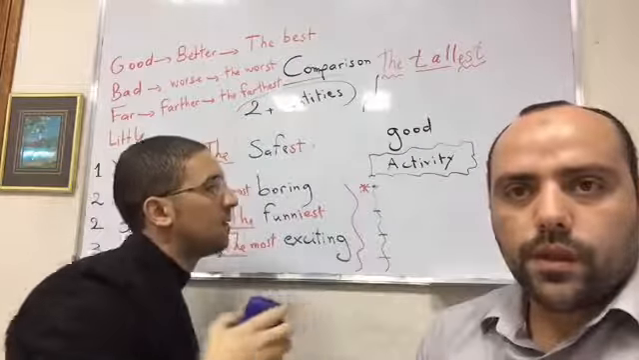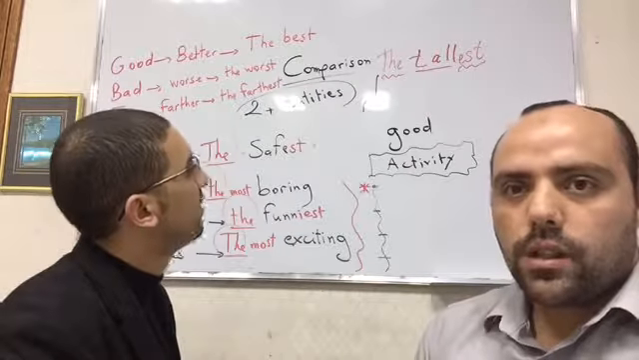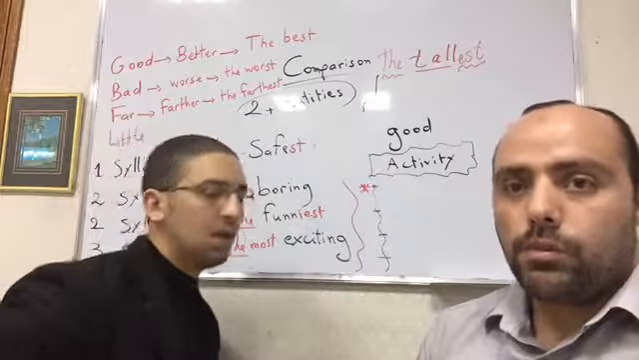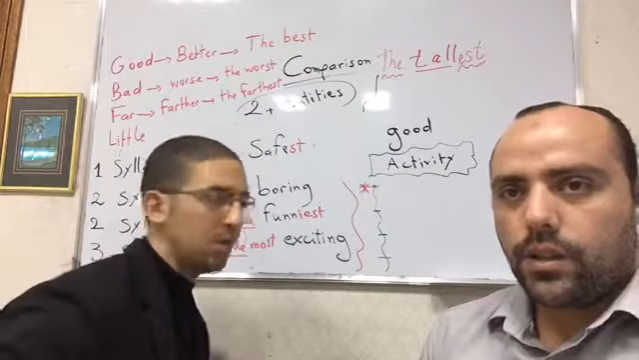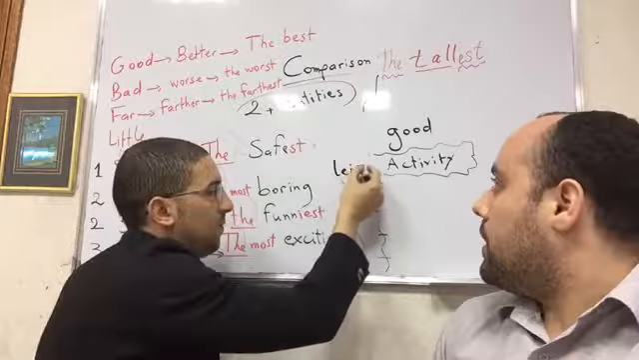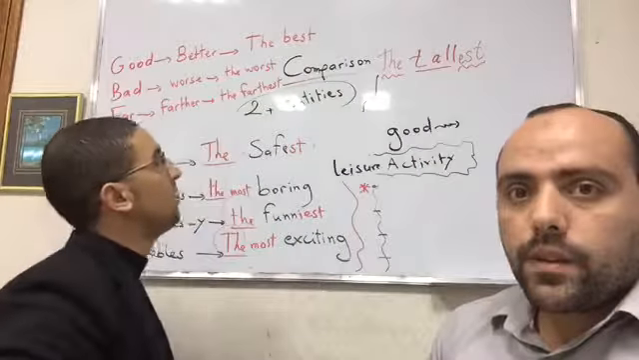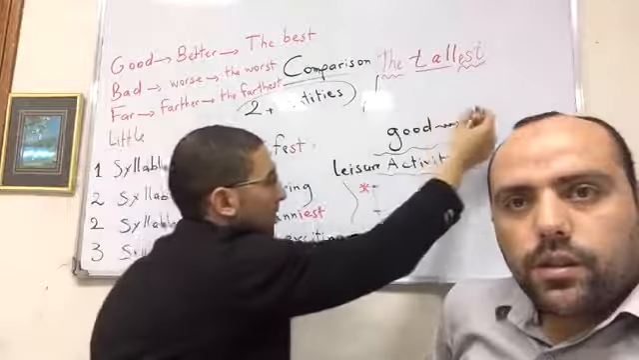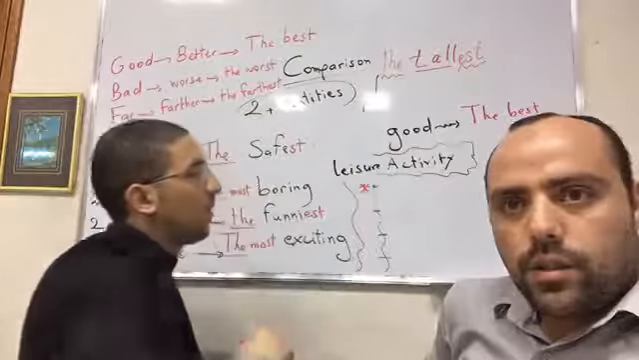We need you to use the adjective good in a superlative form, describing an activity. And remember that the adjective good is irregular. As you can see on the board in front of you, it is going to be irregular. It's the best. The best. Okay, so what do you think?